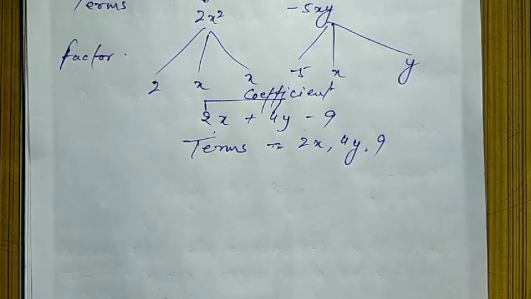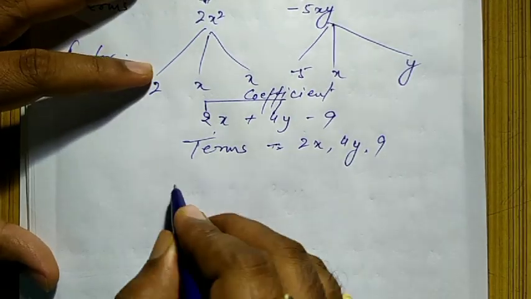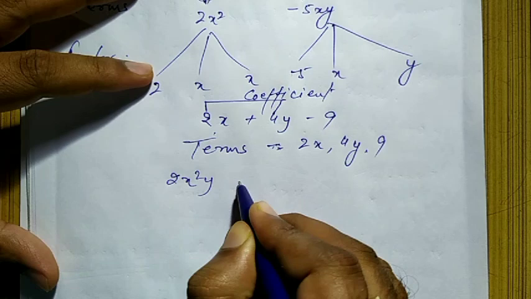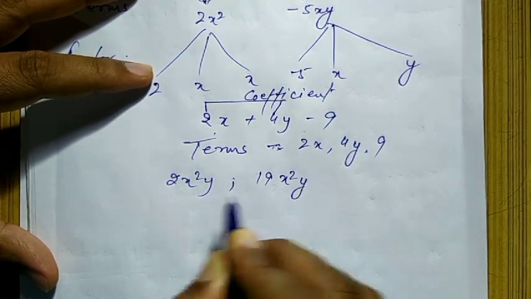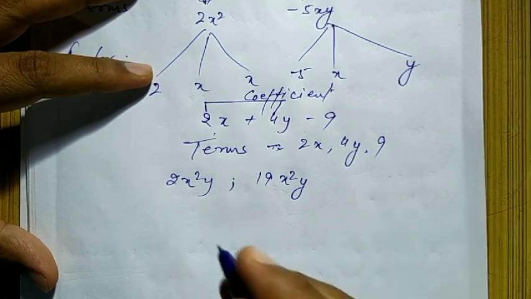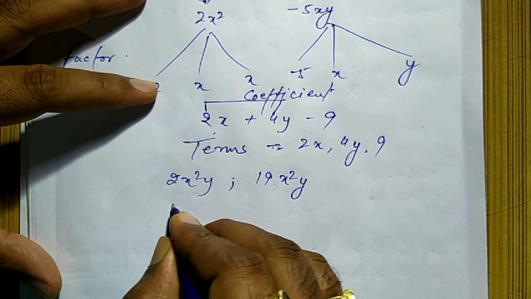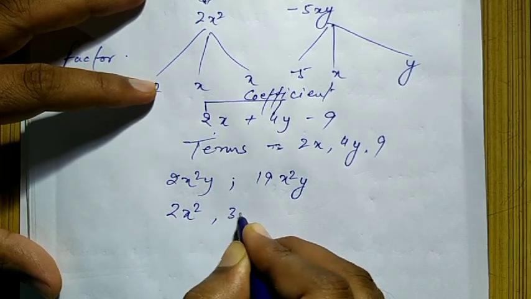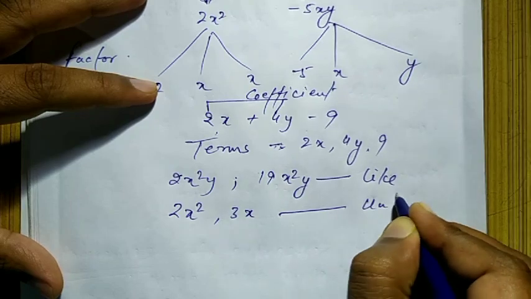After that we discussed like and unlike terms. Like terms are terms with the same algebraic factors, like 2x square y and 19x square y. These all are like terms. Unlike terms have different algebraic factors, like 2x square and 3x. This is a like term and this is an unlike term.